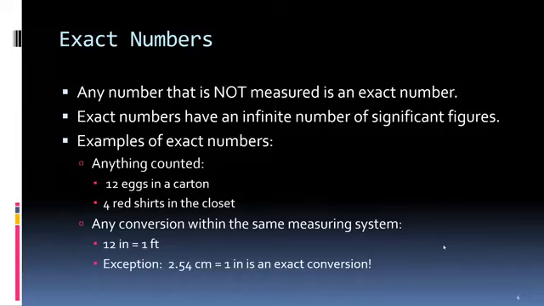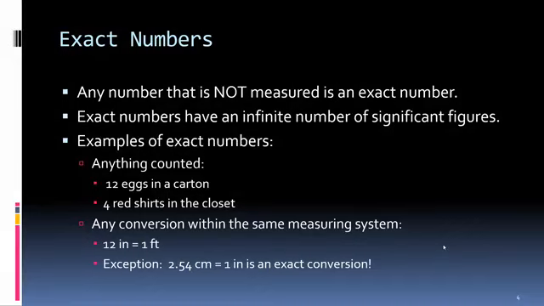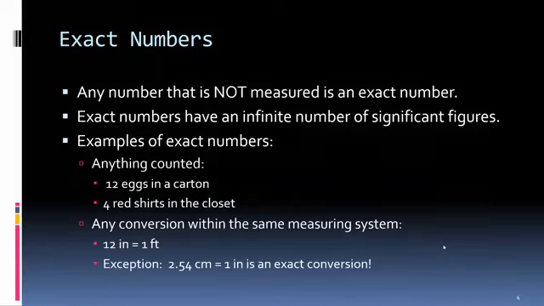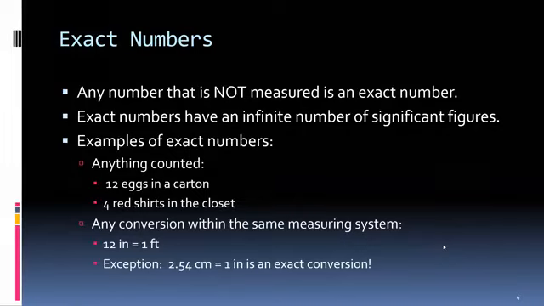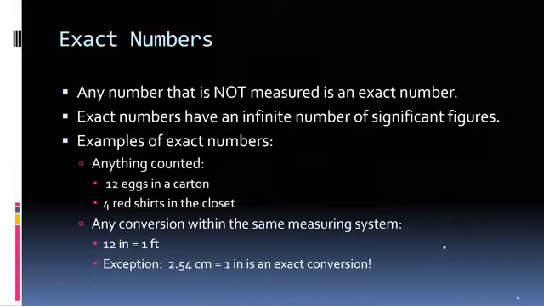If you are not dealing with a measured number, i.e. a number obtained by using a measuring device, then you are dealing with an exact number. Exact numbers are nice because we can think of them as having an infinite number of significant figures. Exact numbers include anything that is counted. For example, 12 eggs in a carton, or 4 red shirts in your closet.